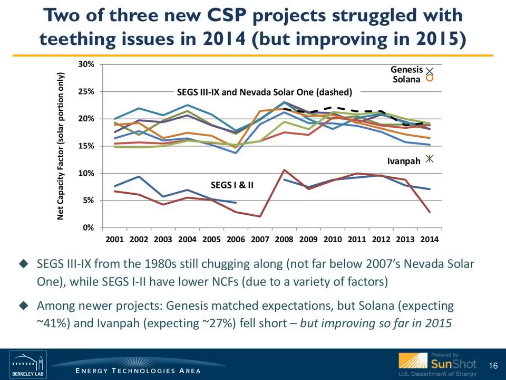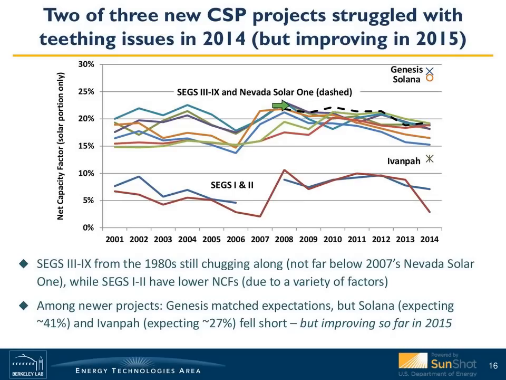Okay, here we see capacity factors for a sample of CSP projects, some of which are very old, dating back to the late 1980s, and then also 3 which are pretty much brand new and first entered the sample in 2014. The older projects, as you can see, have been chugging along at the same range of capacity factors for the past 15 years or so. Nevada Solar 1, which was built in 2007, so it's a more recent project, is shown here by the dashed line. It is at the top of this range of older trough projects.